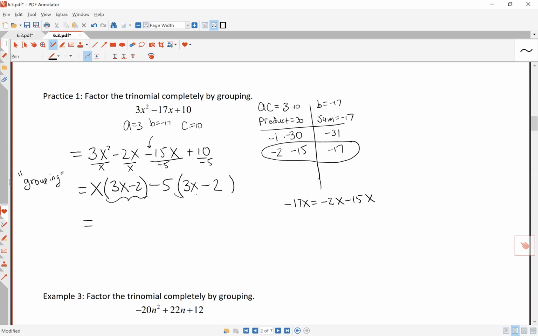When we produce the common binomial, we factor one off, and we're left with 3x minus 2 on the outside, and then on the inside is x minus 5 left over, giving us x minus 5 times 3x minus 2.